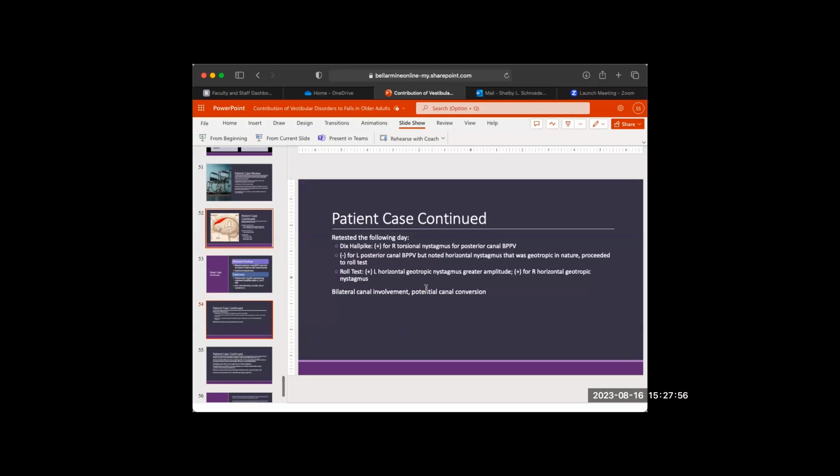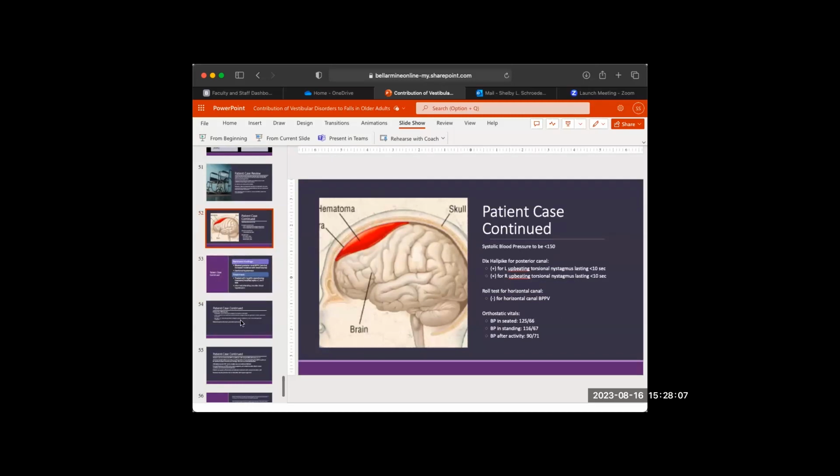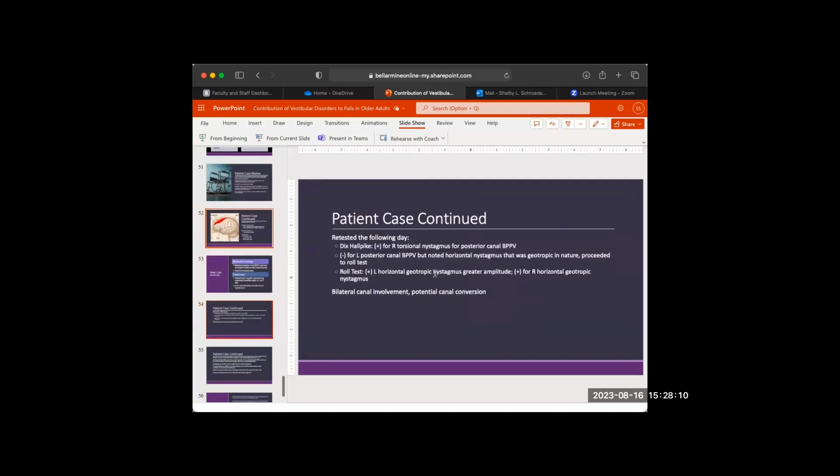So we retested, and I picked a side to treat. Which side did I say I treated her? I picked a side to treat, and then I came back and retested the next day. We only did one repetition of the canalith repositioning treatment because of her mobility issues and her symptoms. So we came back the next day. She was still positive on the right. The right side is what I treated the first day. But with the roll test, she was now positive for horizontal nystagmus on the left.